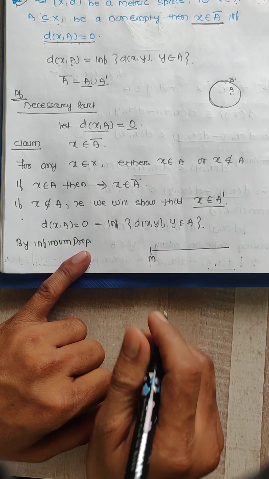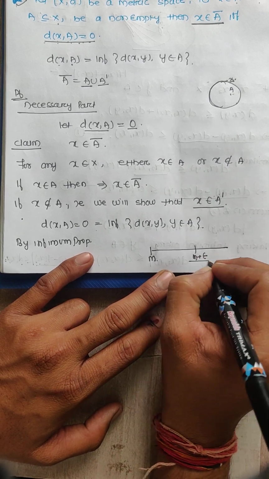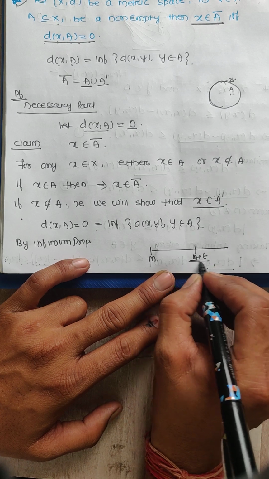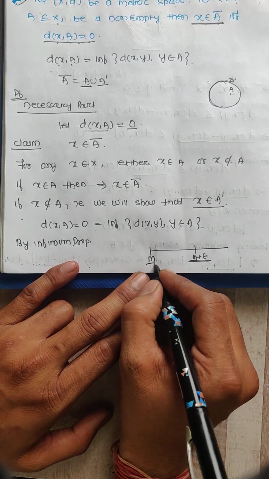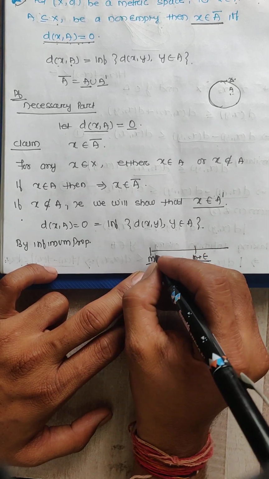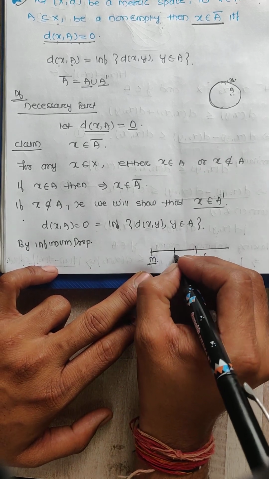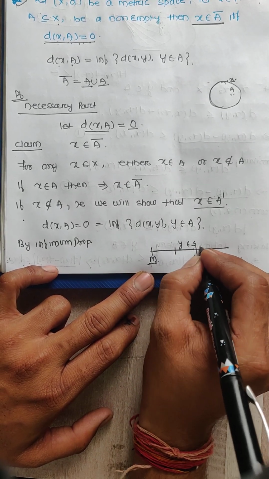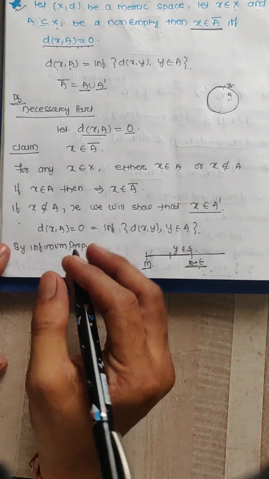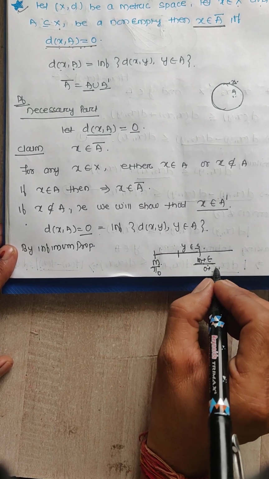If m is the infimum of a set A, then m plus epsilon is not a lower bound, because m is the greatest lower bound. Then in this gap between m and m plus epsilon, we must have an element of the set. That's the infimum property.